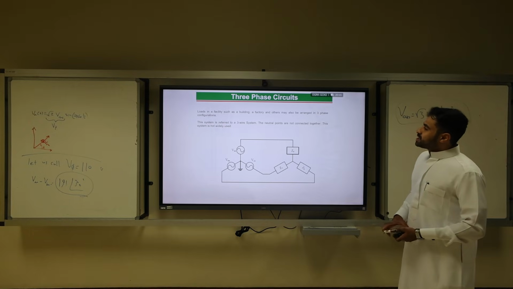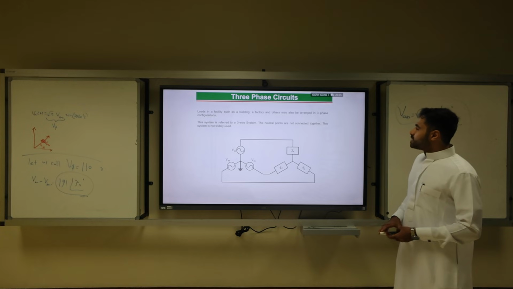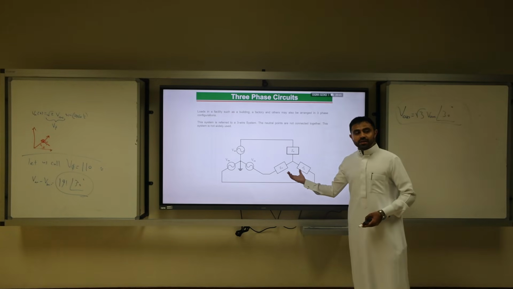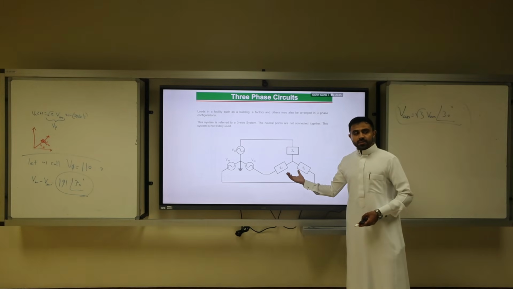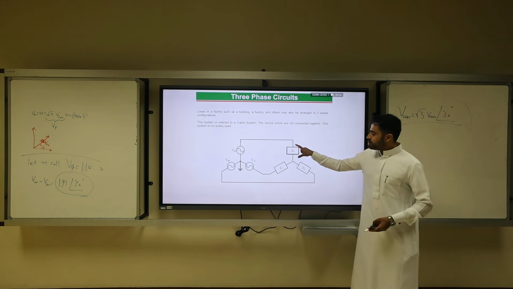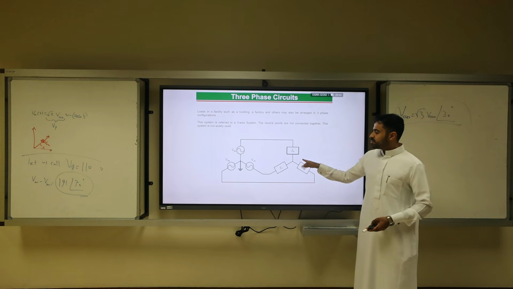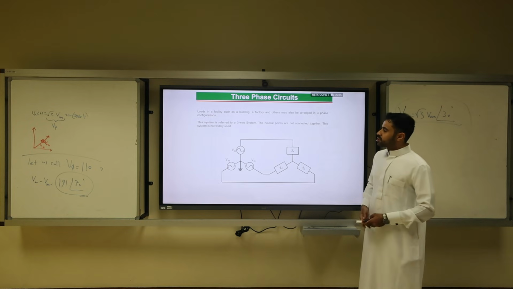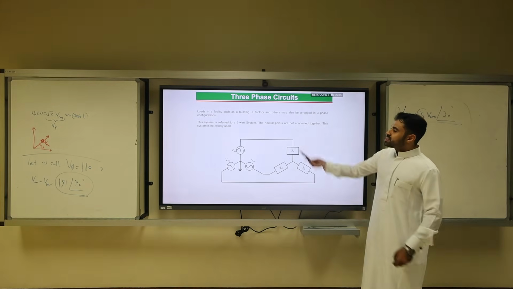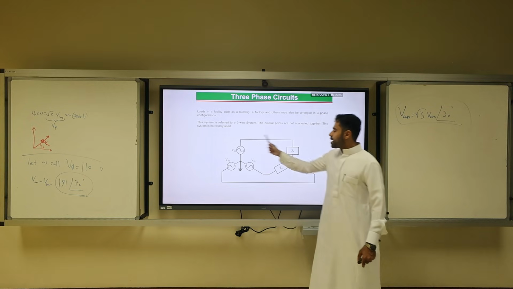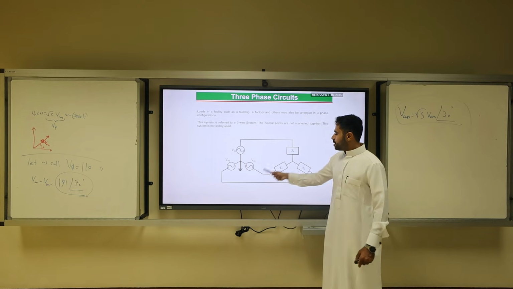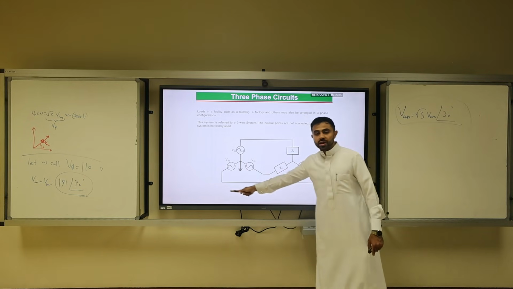Loads in facilities such as buildings, factories, and others may also be arranged in either Y or delta. So maybe this is load A, load B, load C. Maybe we connect them. So this is a Y to Y connection. So this system is referred to as what? A 3-wire system. This is wire 1, this is wire 2, this is wire 3.